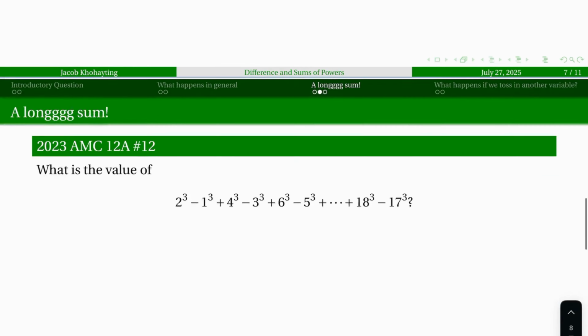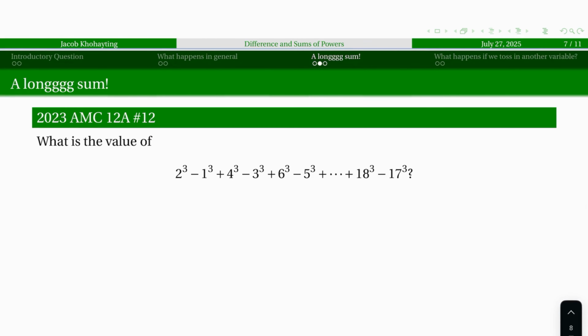So let's look at an example of how we can apply this. I have this very long sum: 2 cubed minus 1 cubed plus 4 cubed minus 3 cubed plus 6 cubed minus 5 cubed and so on until 18 cubed minus 17 cubed. And we want to find this long sum. This is actually the 2023 AMC 12A number 12. So we want to find this value.